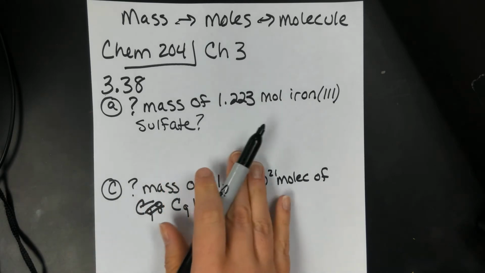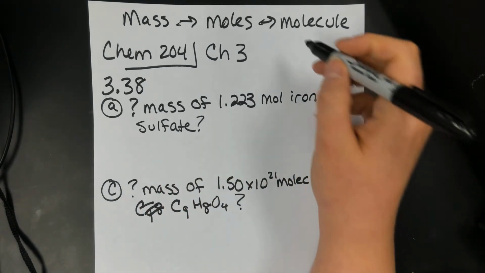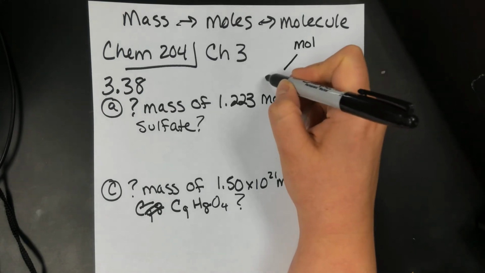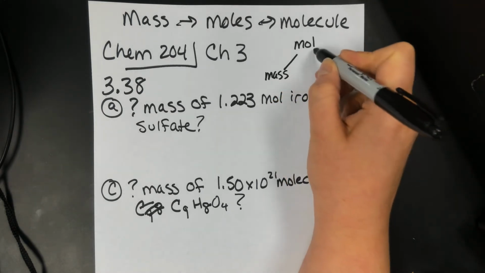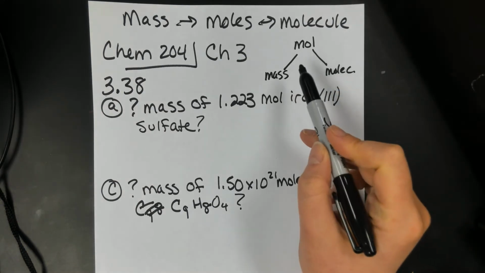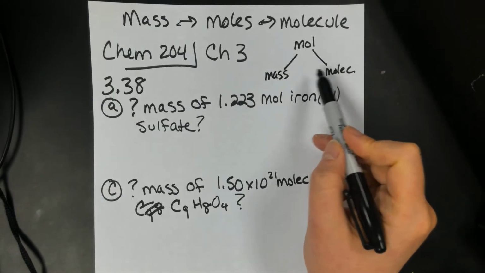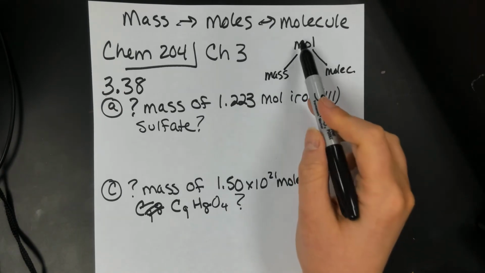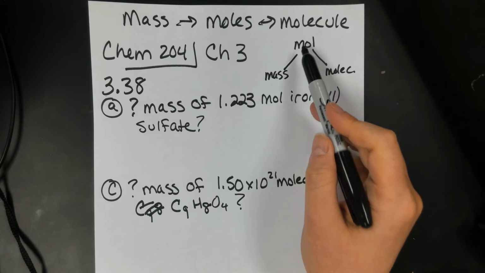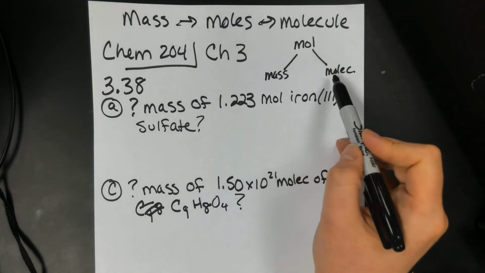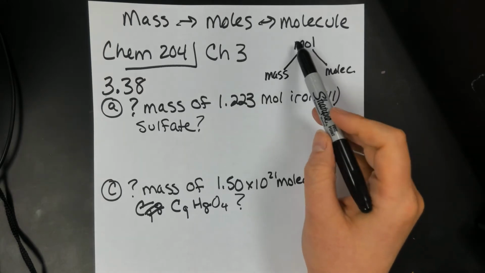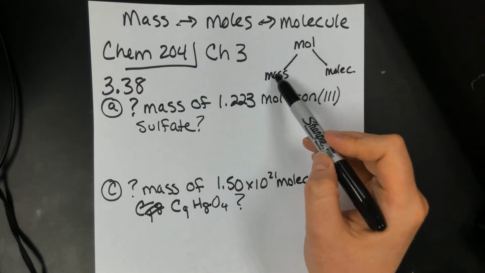My predecessor always called it the mole hill. She said the mole's at the top of the hill, and down here you have mass, and here you have molecules or atoms, right? And you cannot go from molecules to mass. You can't do that. You have to climb the mole hill first. Mole is the middle guy. He's the middleman mole, right? So if you have to go from mass to molecules or vice versa, you have to go to your middleman mole.